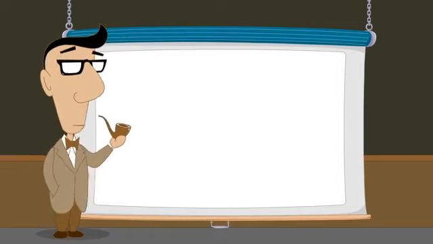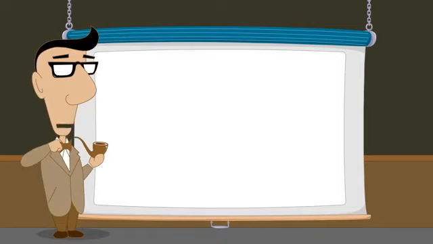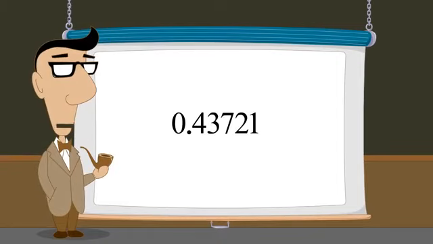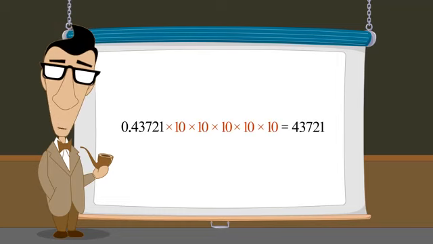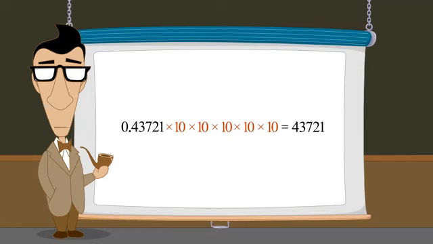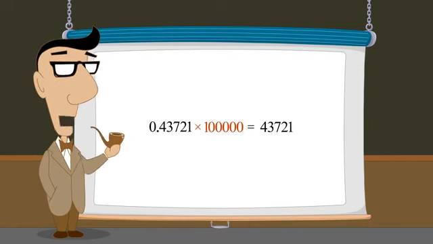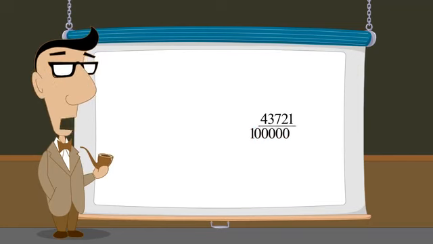We can use this same technique to convert any decimal number with a finite number of digits to a fraction by multiplying it by 10 enough times to produce an integer, and then dividing the integer by the same amount we multiplied by.